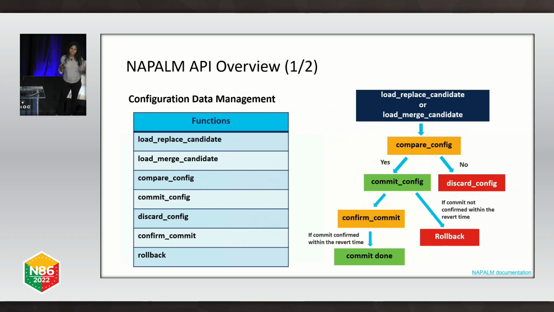Well, let's understand what are the different APIs NAPALM provides to you. It has configuration data management APIs, where you can load the configuration, you can replace the candidate configuration or merge the candidate configuration, and then after loading the config, you can compare the changes between the candidate and the running, and if you're good with the changes, you can just go and commit the changes, or if you're not good, you can go and discard the changes, or if you've already committed it, you can always roll back to the previous commit.